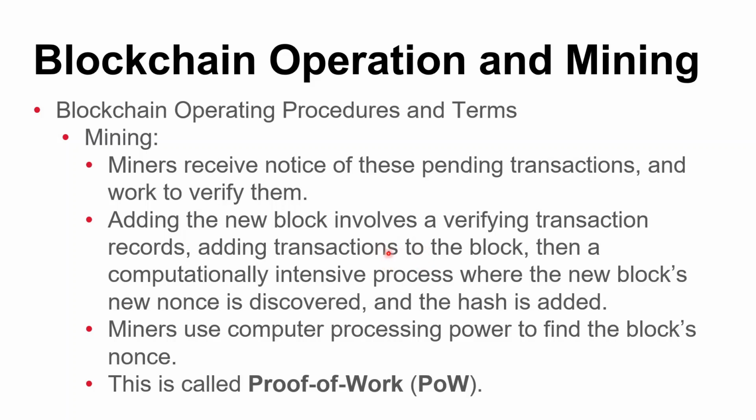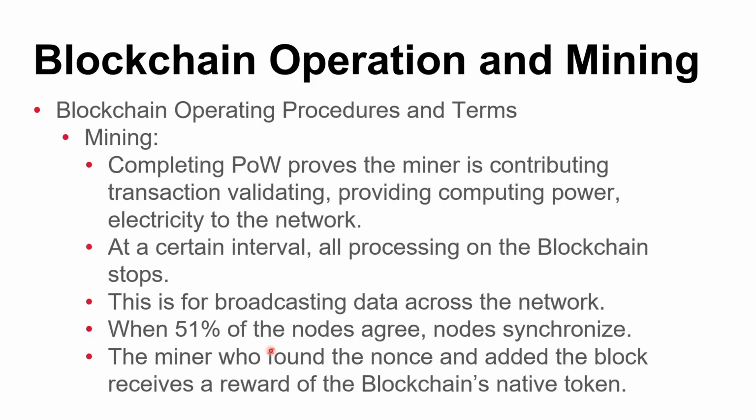Adding a new block involves verifying all of the transaction records in that block and then doing a computationally intensive process where the block's nonce is discovered and then the hash is added. So miners use this process to find the block's nonce. This is called proof of work. And the proof of work is very expensive. It involves a lot of calculation, uses a lot of electricity. So we can see here that completing the proof of work proves that the miner is contributing transaction validating, computing power, and electricity to the network. But it also can be quite expensive.